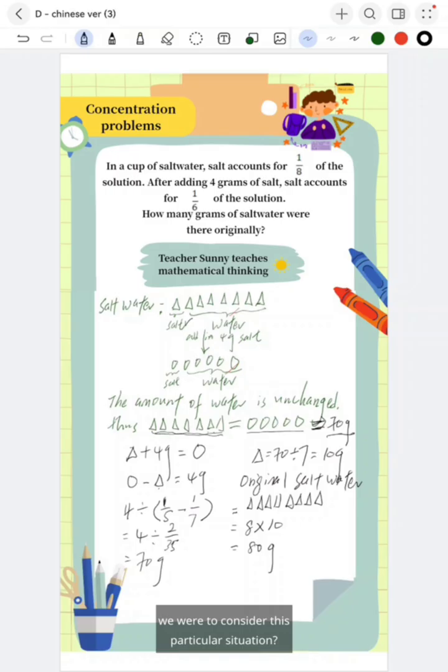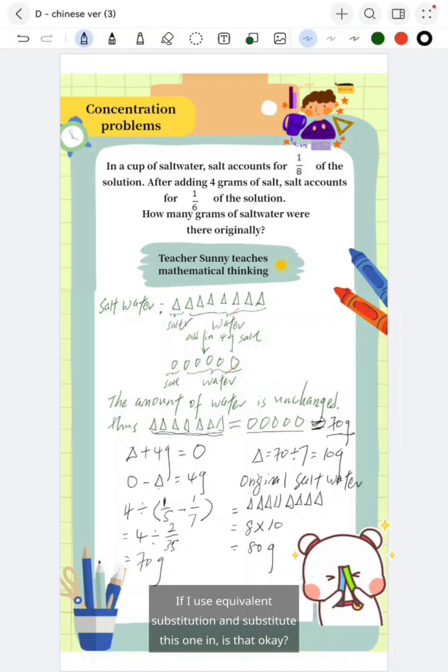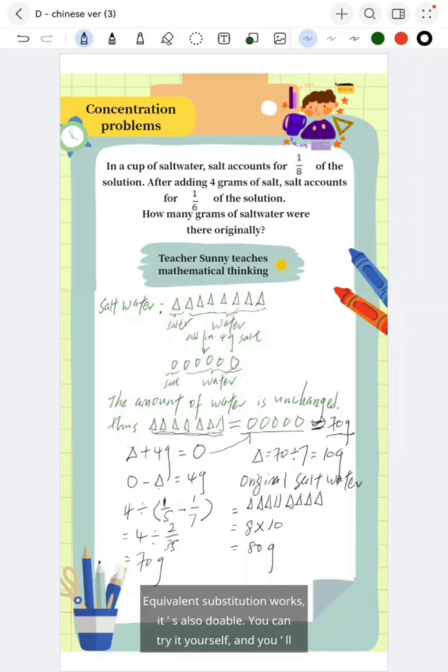Okay, then what if we consider this situation? If I use equivalent substitution and substitute this one in, is that okay? Equivalent substitution works, it's also doable. You can try it yourself and you'll be able to solve the problem. Alright, have you learned it?